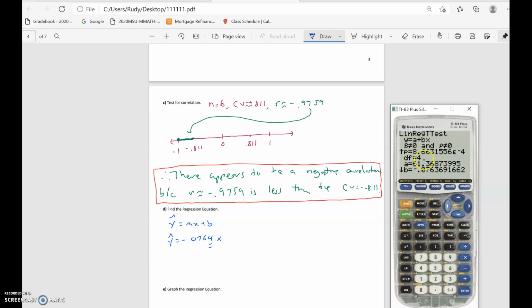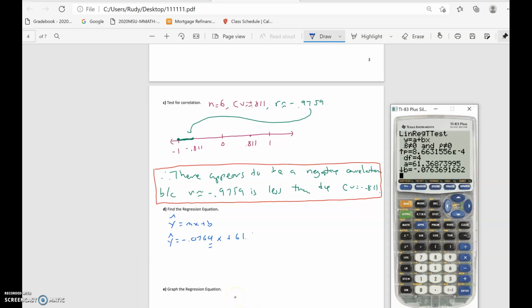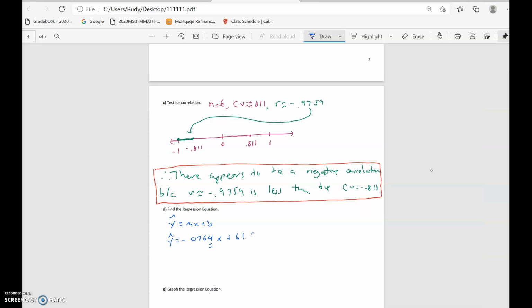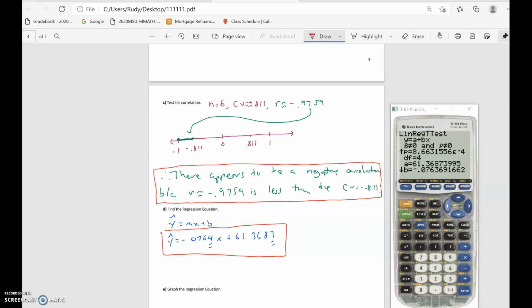And then your y-intercept is a. So a is 61.3687. Also, I'm going to 4 decimal places. Let me double check those values. Let me pause the video a little bit, and then let me double check everything that I have so far. Okay, so that's going to be your regression equation.